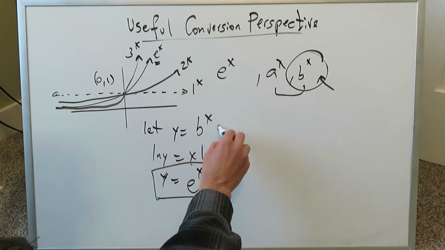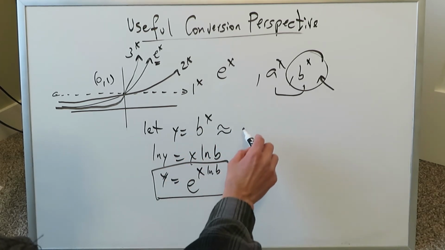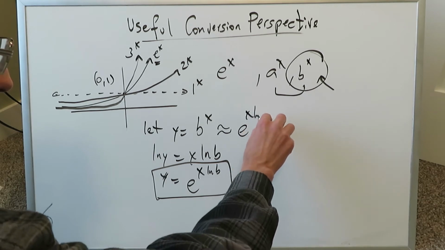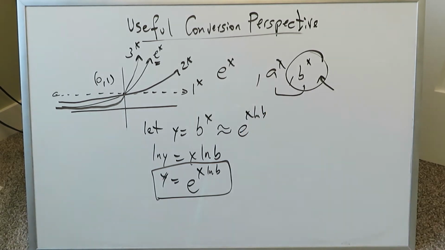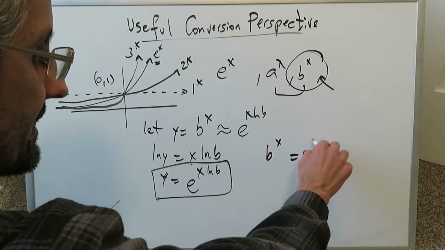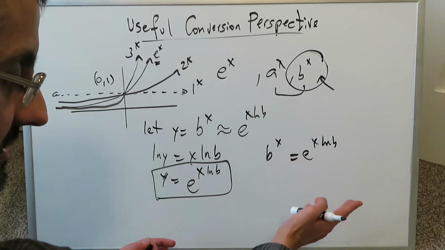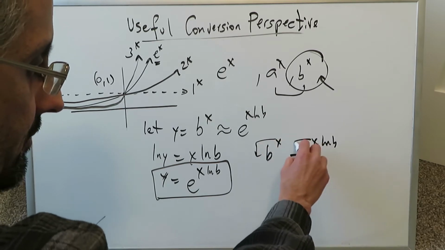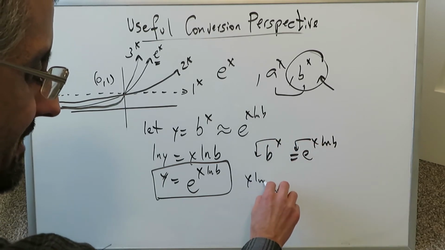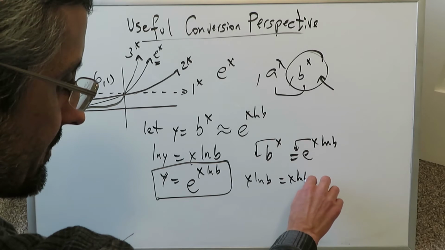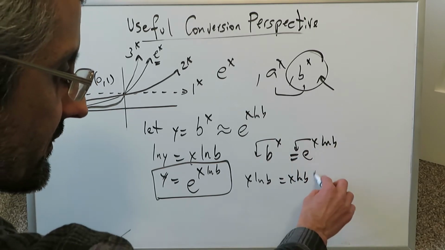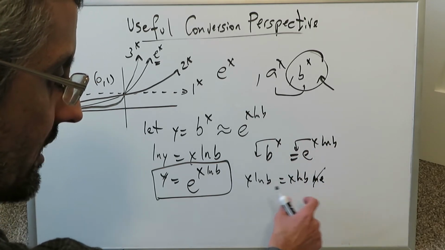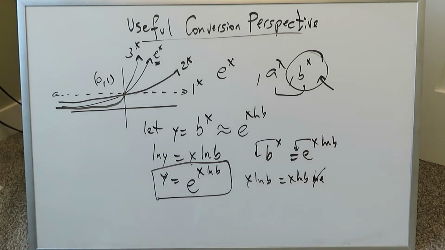Therefore, y equals b to the x is the same as e to the x ln b. That's exactly the conversion you want to keep in mind. If you have b to the x and you have e to the x ln b shown to you to be equal, which they are, bring them over here and bring in the natural log. x ln b is equal to x ln b, this entire exponent coming down as a coefficient, ln e. ln e is a 1. x ln b equals x ln b. So we know that this conversion perspective is indeed true because we have verified it.